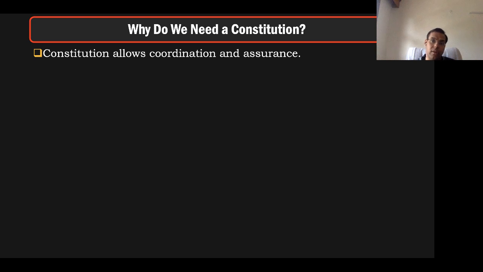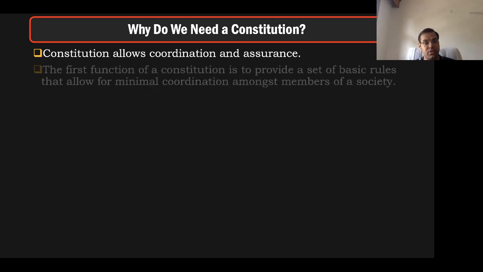Coordination between the governments at the central level, at the state level, now the government at the local level. Coordination between the citizens and their leaders, the elected leaders, whether they are at the state level or at the central level. So coordination throughout, coordination and assurance.